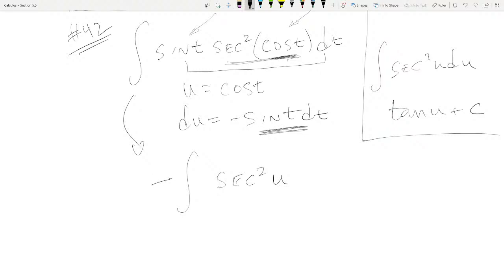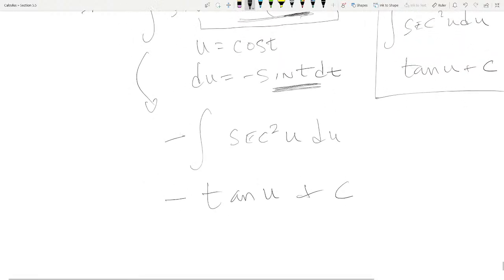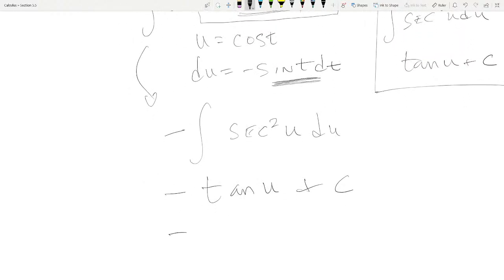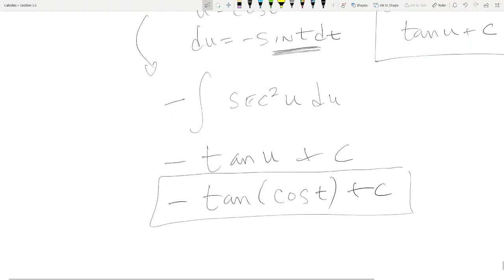So minus du. I'm really good at that integral. That's minus tangent of u. And then put in what u is. u is equal to cosine. So minus tangent of cosine t plus c. There you go. Okay, that's enough of that.